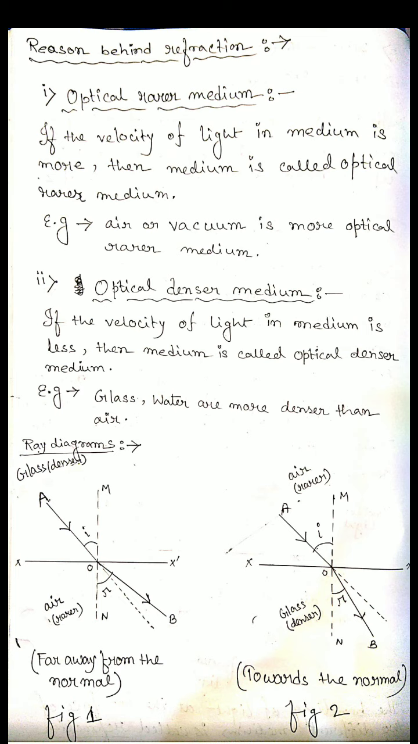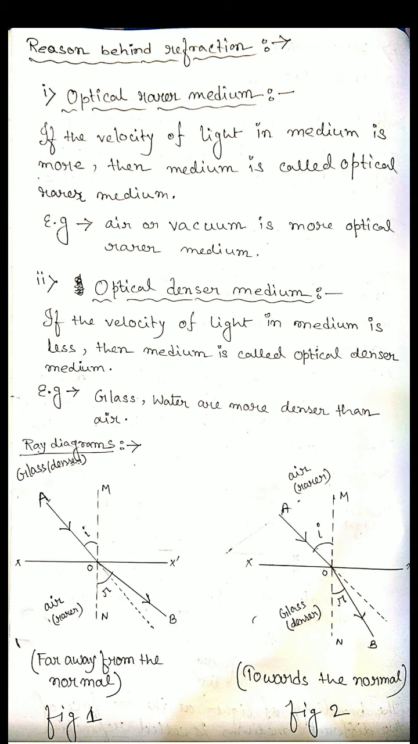Now you see that two ray diagrams are there. I will draw two ray diagrams. One ray diagram for denser to rarer medium, where the light rays travel from denser to rarer medium. Another one, where the light rays travel from rarer to denser medium.